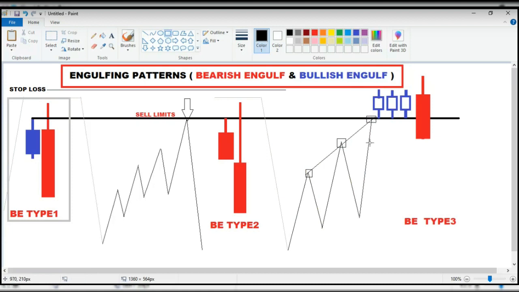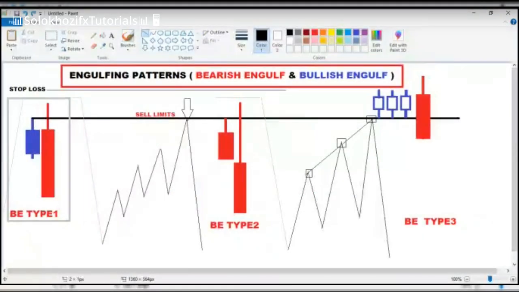So when you have your base, you don't just go for that base. There are a lot of things that you need to check for before taking the trade. So this is where your sell limits get triggered, and then price sells right at the shorter wick. That is very important. That is very, very important.